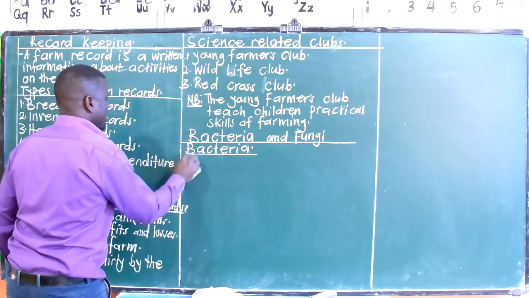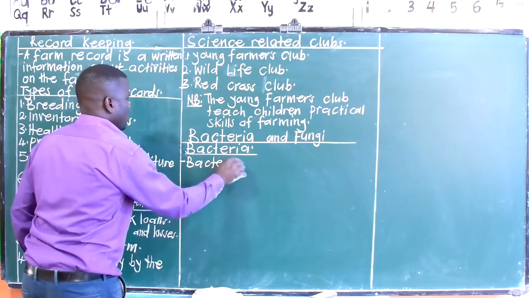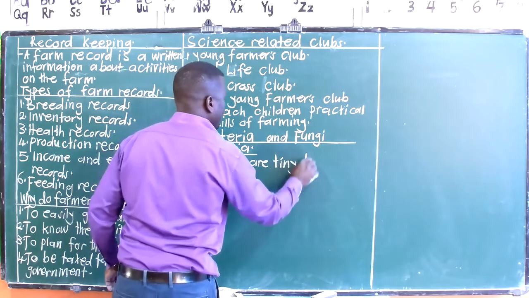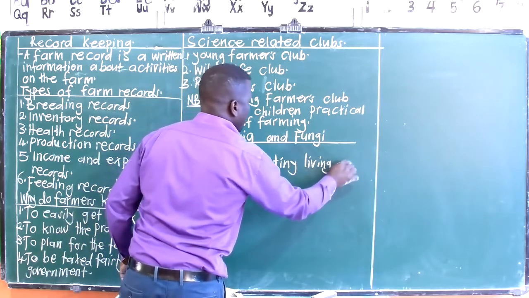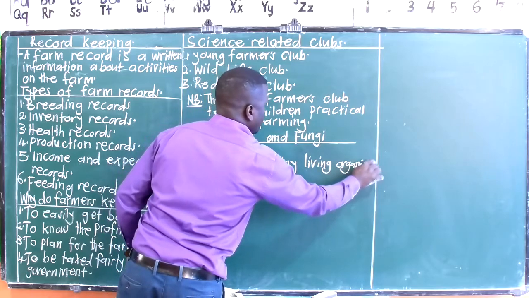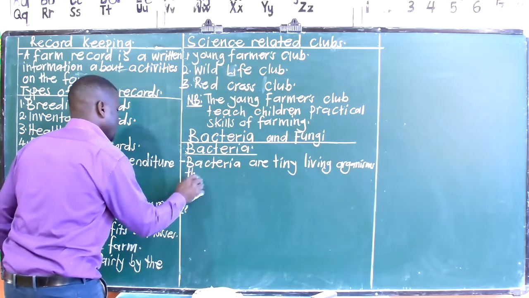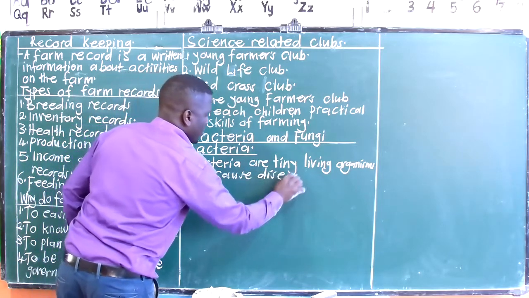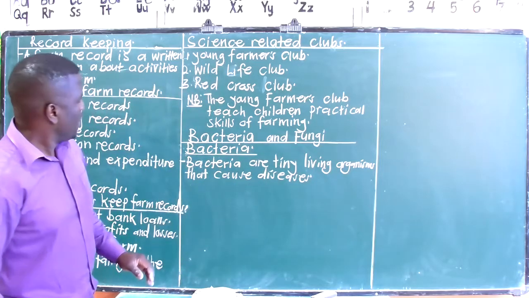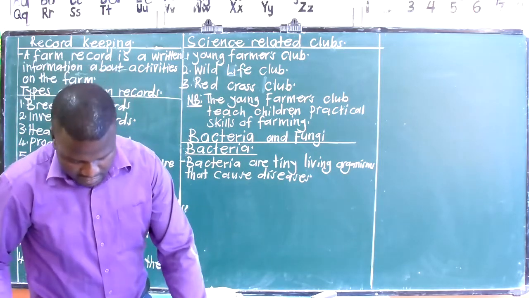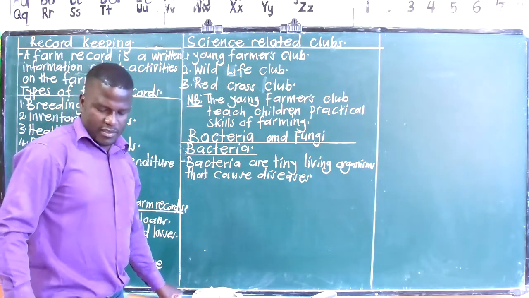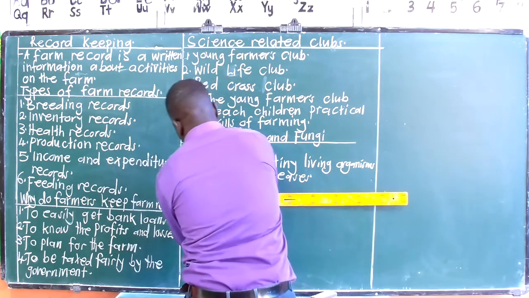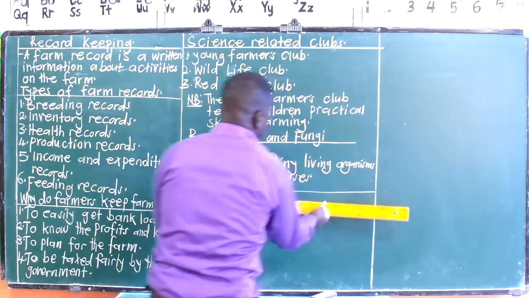So we are saying bacteria are tiny living organisms that cause diseases. Bacteria are tiny living organisms that cause diseases. Places where bacteria are mostly found.